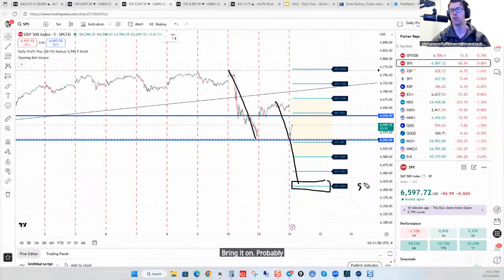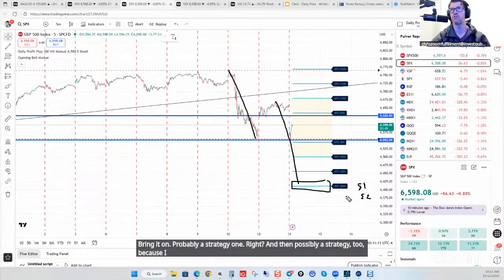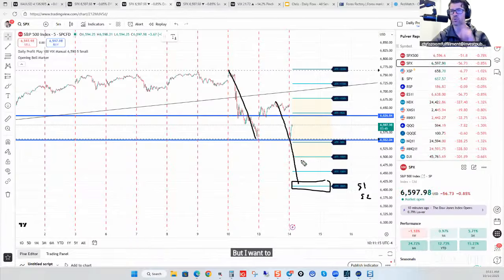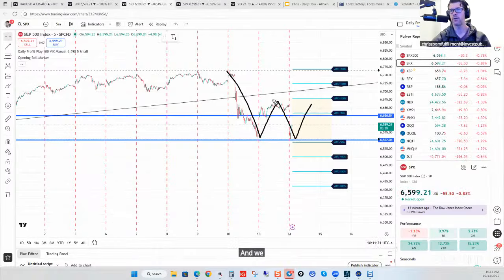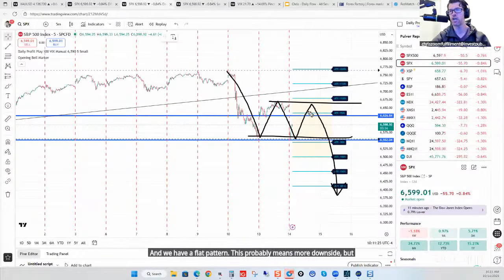Probably a strategy 1, right? And then possibly a strategy 2, because I know I can get myself a much further out of the money trade. But I want to see if we can hit some fresh lows this week, not just come down and test. Because here's what price does. If we go high, low, and we have a flat pattern, this probably means more downside, but it's just going to be choppy, volatile price action.